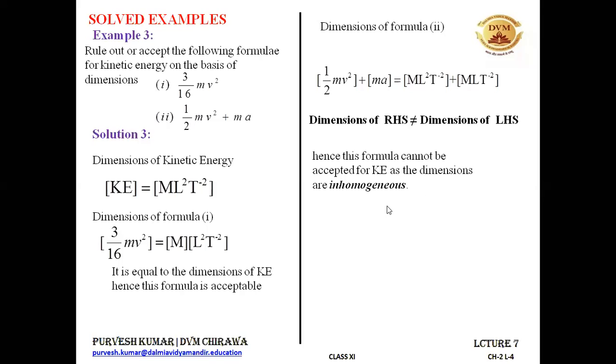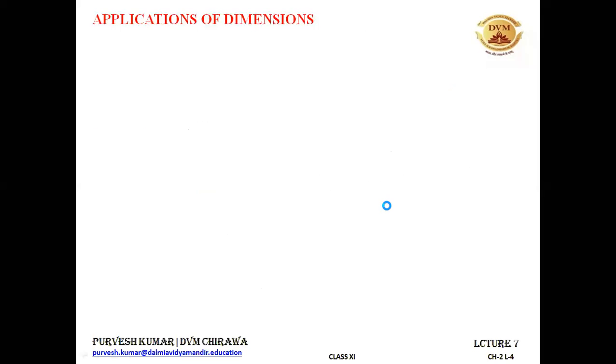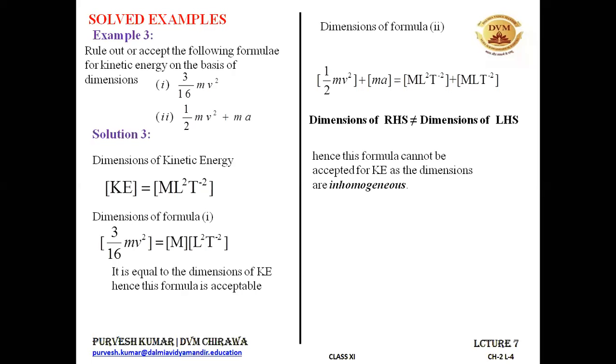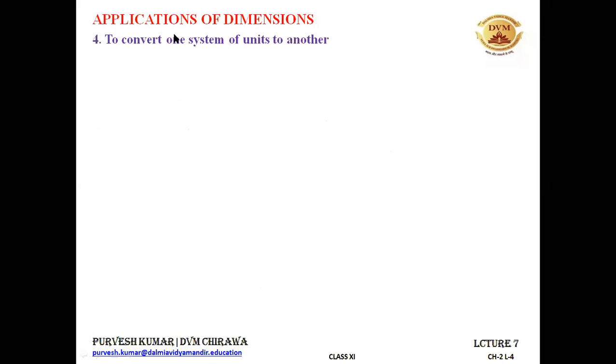So let's move towards another example. These are the three examples that I have discussed for the third application of the dimensions, that is to check the dimensional consistency of an equation. Now we need to go for another application of the dimensions, and this application is really very useful and we will be using it a lot. That is to convert one system of units to another. For example, if some quantity is given to you in SI units and you need to convert the value of that quantity to CGS or MKS or some other system, you can easily do that with the help of the dimensions.